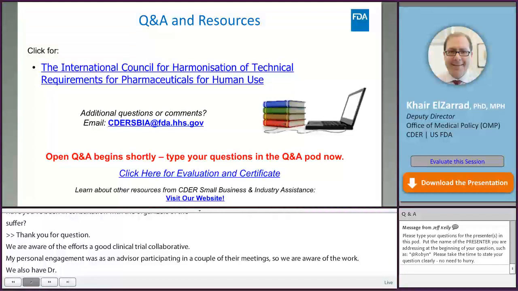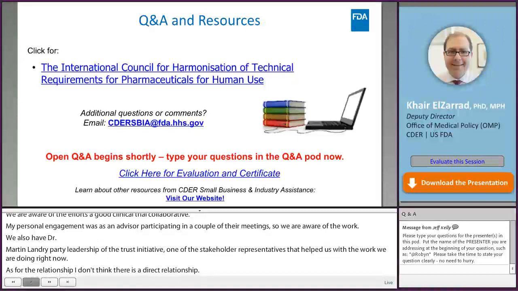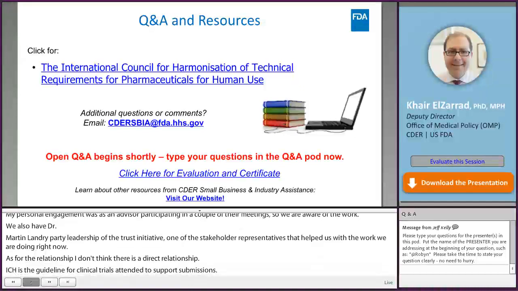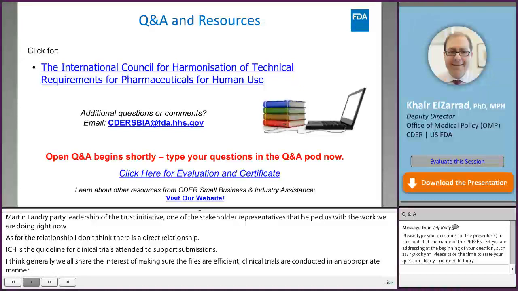Now, as for the relationship between the guidelines, I don't think there is a direct relationship. ICH E6, as you can imagine, is the unique regulatory guideline for clinical trials that are intended to support regulatory submissions. I think generally we all share the interest of making sure clinical trials are efficient and conducted in an appropriate and ethical manner. So the hope is that we're aligned with Wellcome and with the rest of the community at large on those key goals. So I hope I'm touching on the question in a way that answers it.